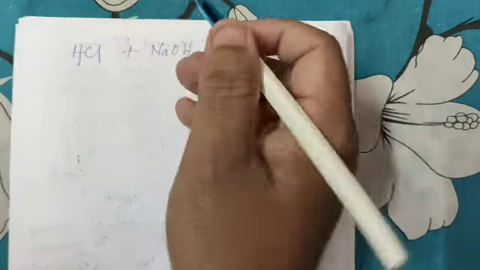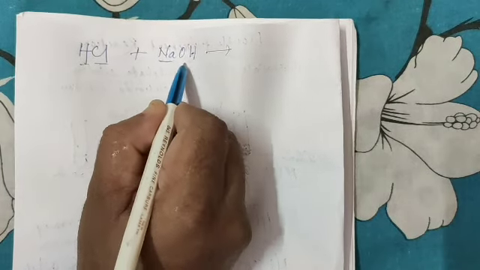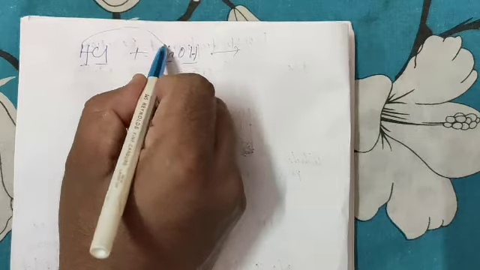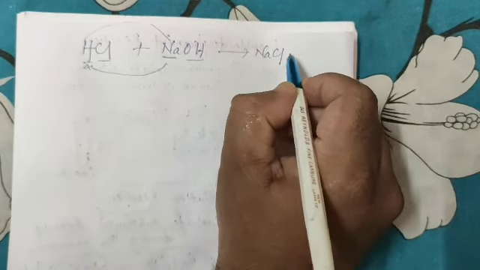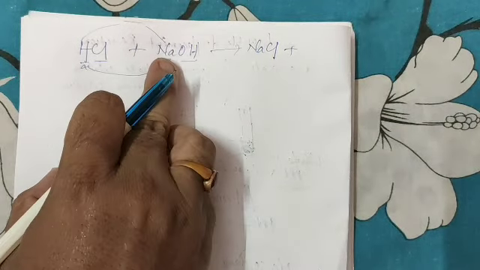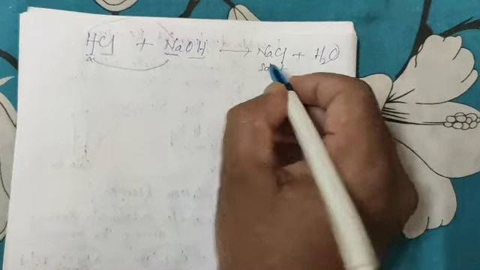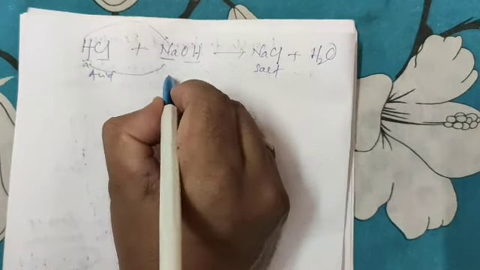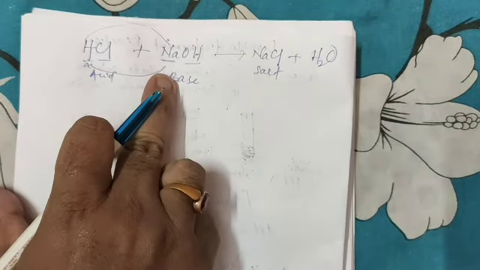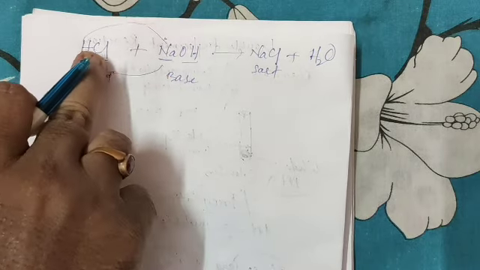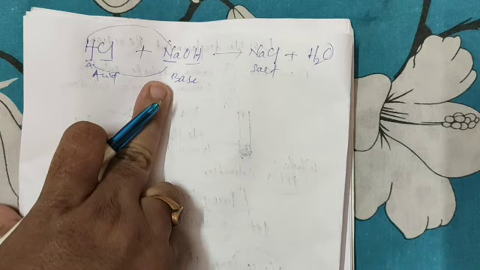Here exchange of ions took place. H plus, Cl minus, Na plus, OH minus exchange. So you got NaCl plus HOH. HOH is nothing but water. So you got salt and water. So acid plus base, you got salt and water. Such type of reactions also took place with the exchange of their ions. So that is also an example of double displacement reactions.